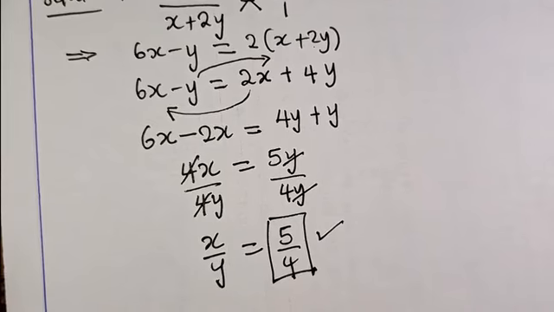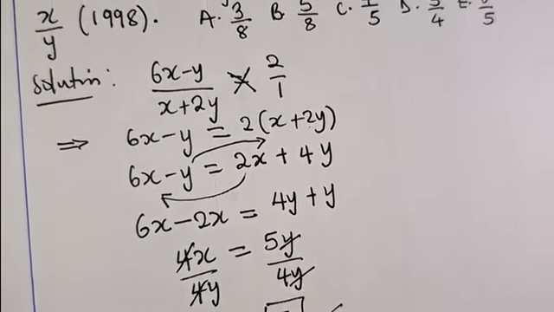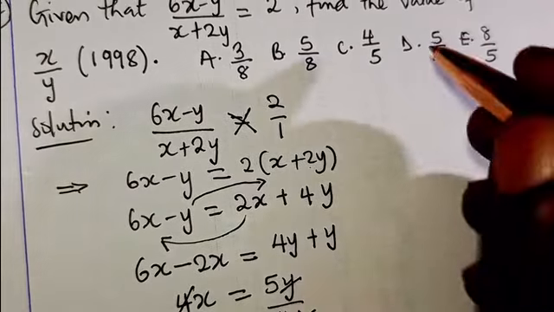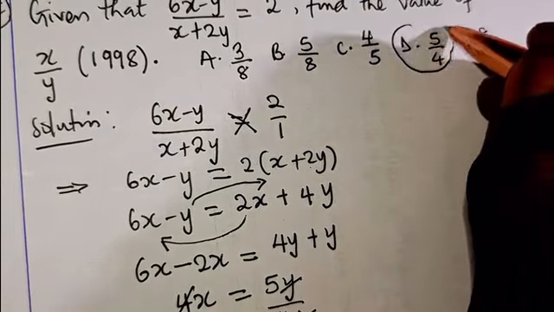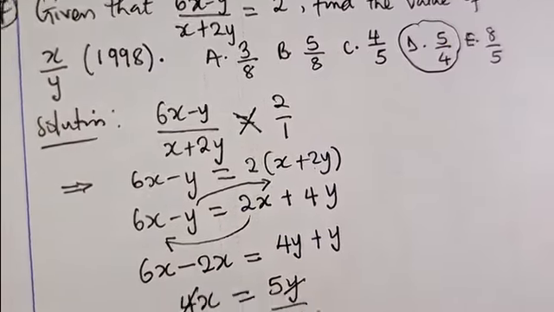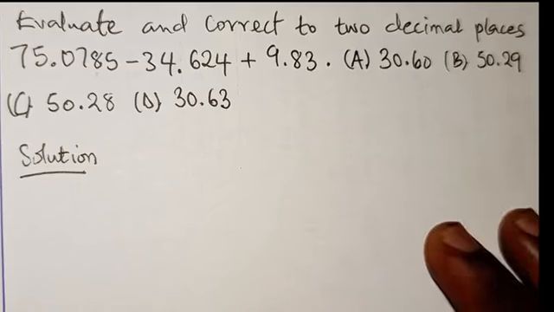Okay, now let's check the option there. Which one is 5 over 4? You can see option D. Option D is our solution, which is 5 over 4.